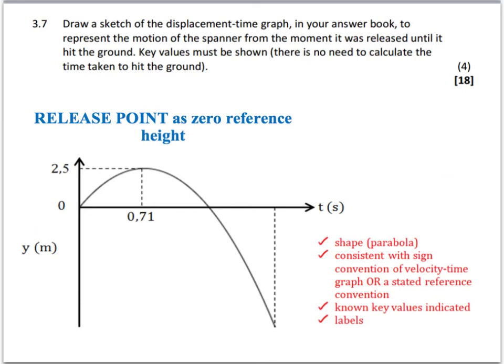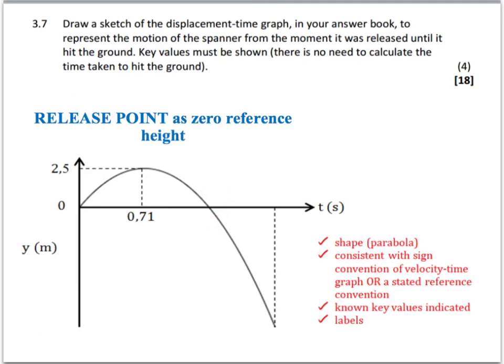The other possibility would be treating the point of release as your zero reference height, in which case your object starts at a zero reference point. It starts at 0, so the point at which you released it is the 0 point. It rises up 2.5 meters, so it eventually reaches a maximum height, which according to this reference is 2.5 meters, and this is the height found in the previous question, and that happens at the same time r, 0.71 seconds. From this point forward, your spanner starts to fall, and eventually it gets back to the 0 reference height, which is the same height at which you released it.